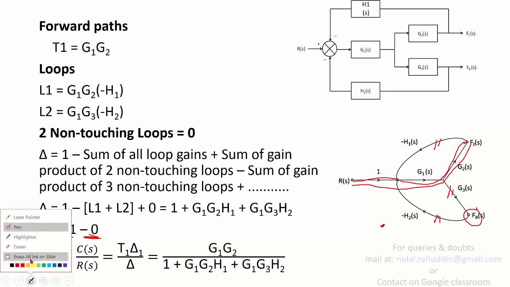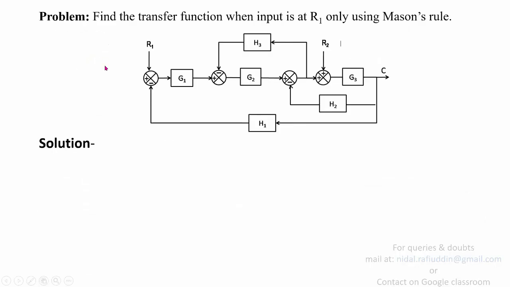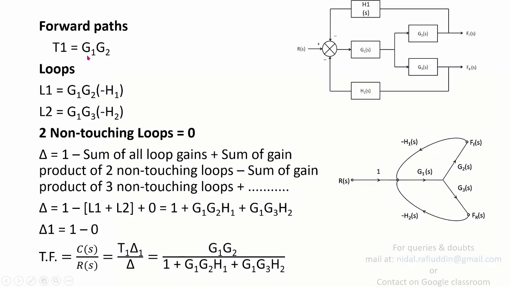G1 and G2. So if you are going to substitute this in place of T1, delta 1 is 1 and delta is given by this expression. So substituting this gives you the required transfer function of the given system. If you try to find the same transfer function between R and FF using block diagram reduction technique, then you will be reaching the same answer.